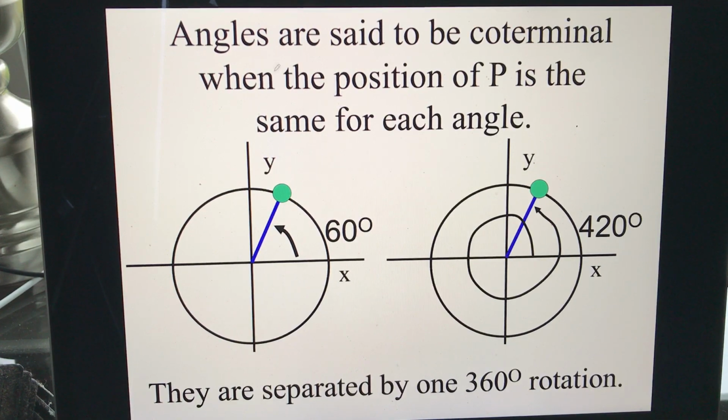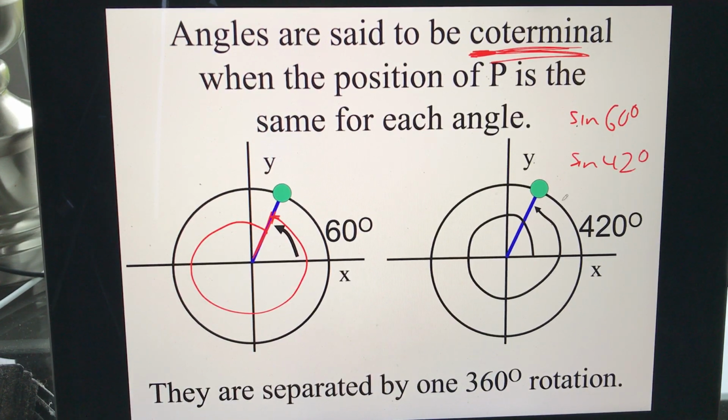And then the last idea here, angles that are said to be coterminal, co meaning share, where the position of P is the same for each angle. So I could have 60 degrees, or I could add 360. Basically, I could spin it all the way around, and I could have 420 degrees. And those would be the same values. So again, on your calculator, you could type in sine 60, you could type in sine 420, and you'll get the same ratio.